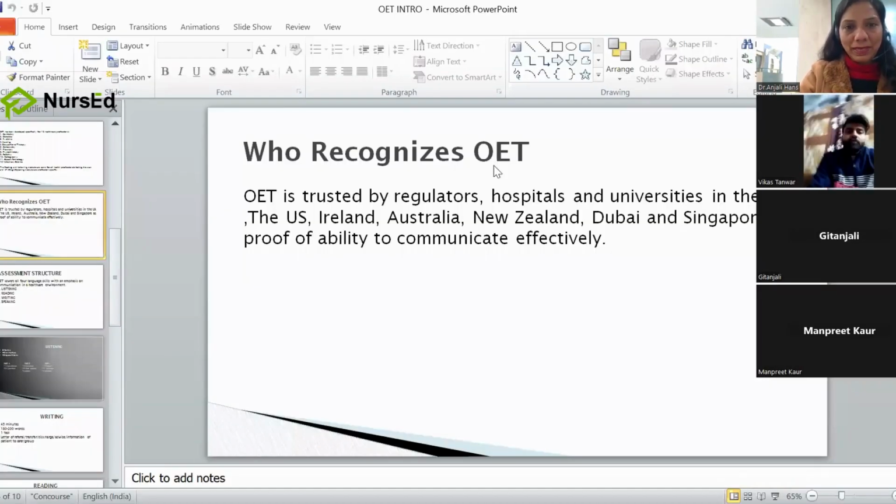I will share the slide with you and show you the countries that accept OET. So you have a wider scope. You can see here. It is trusted by hospitals and universities in UK, US, Ireland, Australia, New Zealand, Dubai, and Singapore as a proof of ability to communicate effectively. So it is accepted in all these countries. I hope you can see the slide now, Vikas. Yes, ma'am.